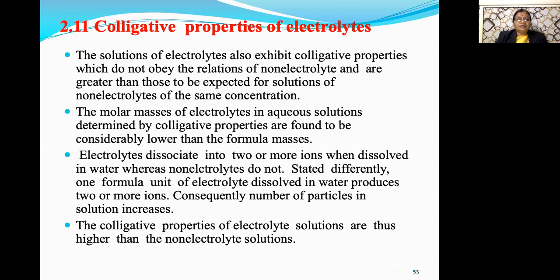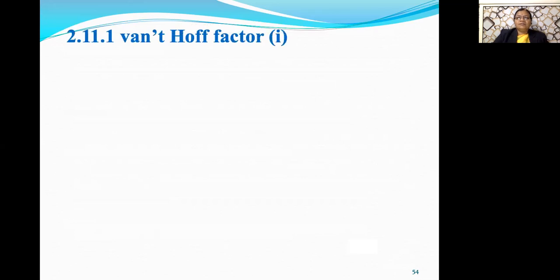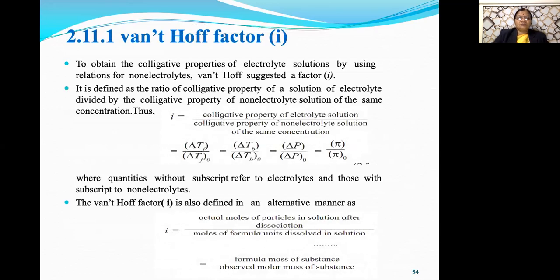Electrolytes dissociate into two or more ions when they are dissolved in water. But in case of non-electrolyte, there is no dissociation, no increase in number of particles. In case of electrolyte, as they dissociate, the number of particles increases. Therefore, the colligative properties for solutions of electrolyte are higher than the colligative properties for non-electrolyte solution. Followed? Now, the next point, that is the Van 't Hoff factor, i.